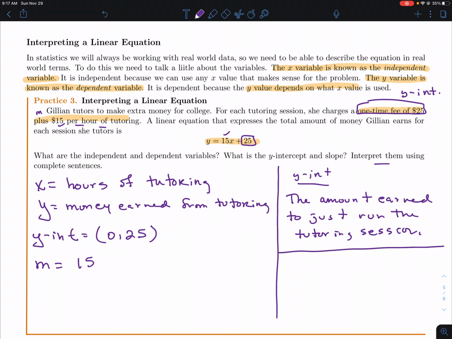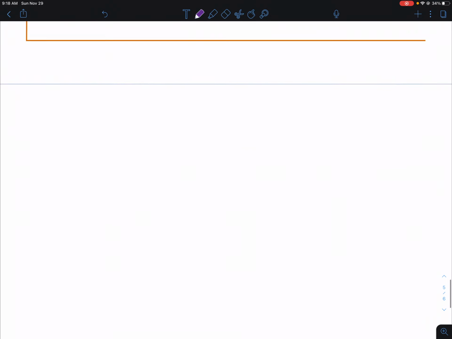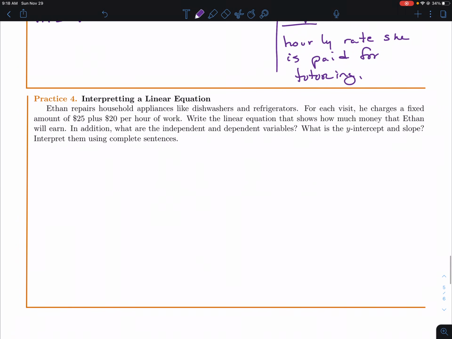And so the slope is just the hourly rate that she's paid for tutoring. All right. So I've got one for you guys to practice. And when you're done, come back to the 12.2 video and we'll get closer and closer to doing statistics again.